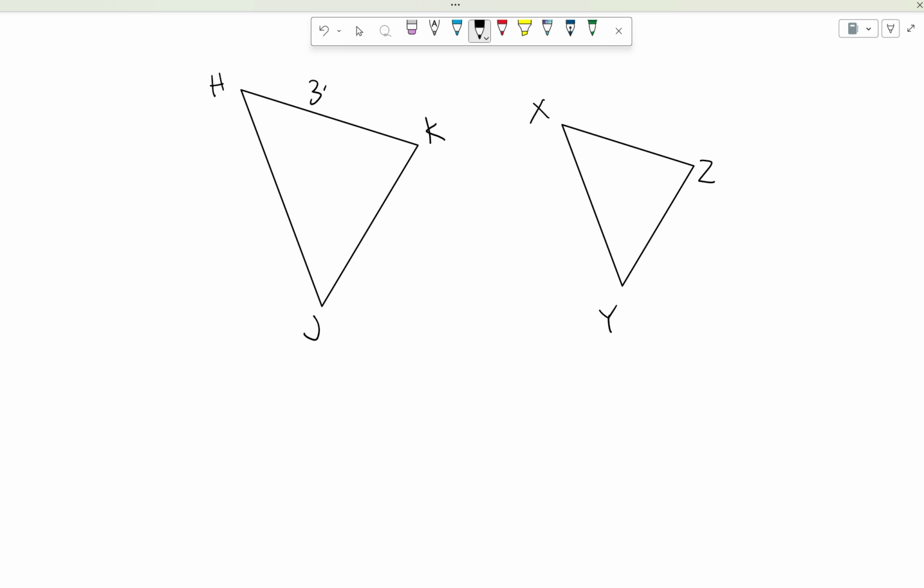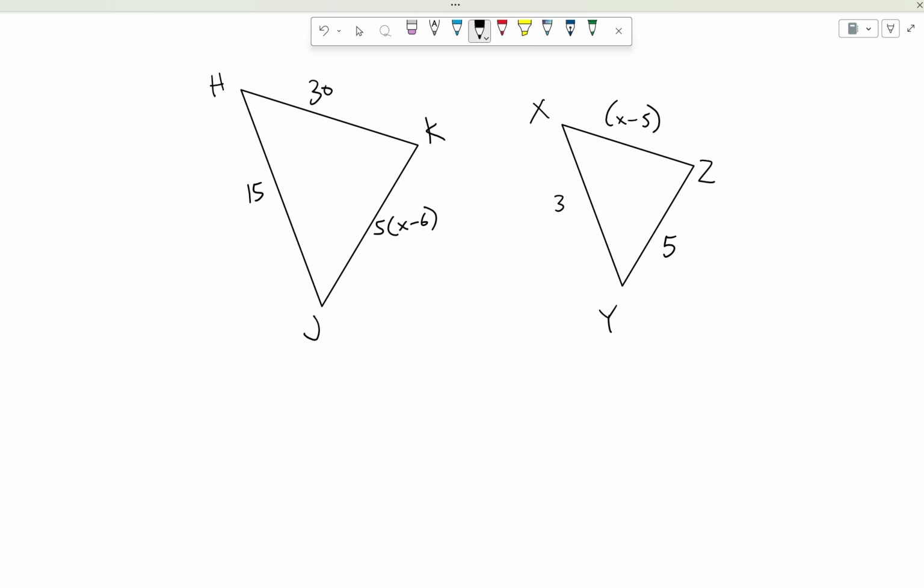I have 30 for HK, I have 15 for HJ, and for JK, I have 5 times the quantity x minus 6. For XZ, I have the quantity x minus 5. For XY, I have 3. And for YZ, I have 5.